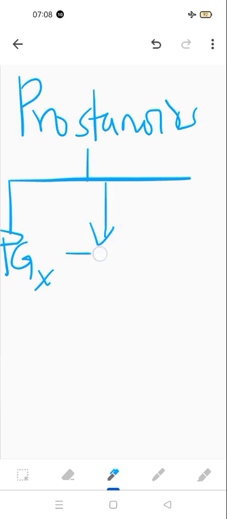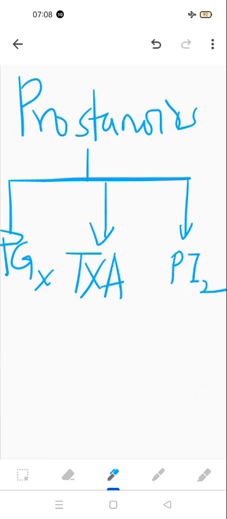We've got thromboxanes. So it can be thromboxane A or thromboxane B, but thromboxanes, and I said, and prostacyclin. So these are the three classes of prostanoids that we've got: prostaglandins, thromboxanes, and prostacyclins. The first that we'll be looking at are the prostaglandins.